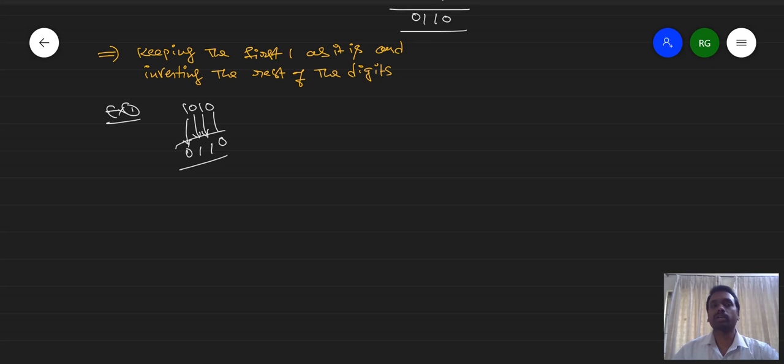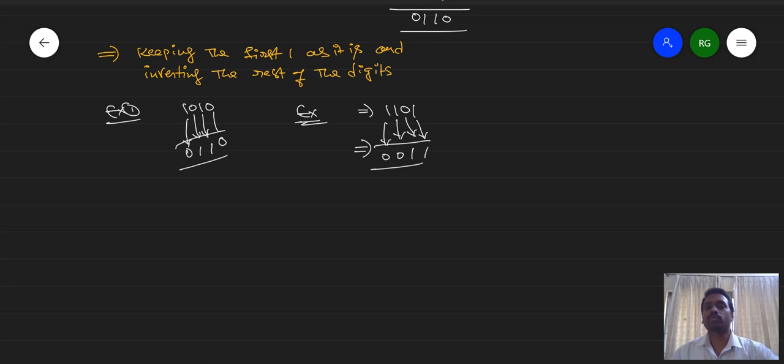In other words, you can see, find the 2's complement of 1101. This is the given number, right? So in this case, keeping the first one as it is, if you observe the number, this is my first one. Keeping the first one as it is and inverting the rest of the digits. So this is 0, invert to 1, this is a 1, invert to 0, this is a 1, invert to 0. Right? So this is how you will find the 2's complement of a number.